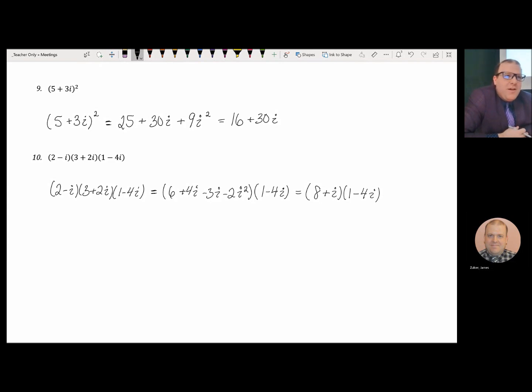So that's the good news about complex numbers, right? Even though it's behaving like algebra, once simplified, it's always going to be a binomial. And then just FOIL it again, right? We're going to get 8 minus 32i plus i, then minus 4i squared.